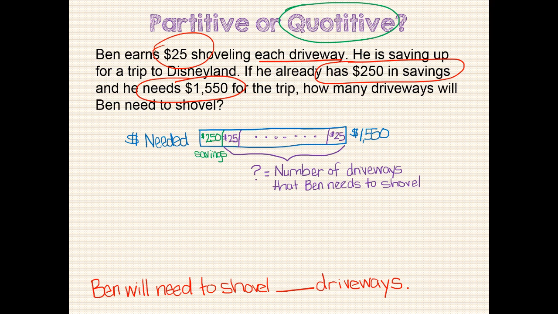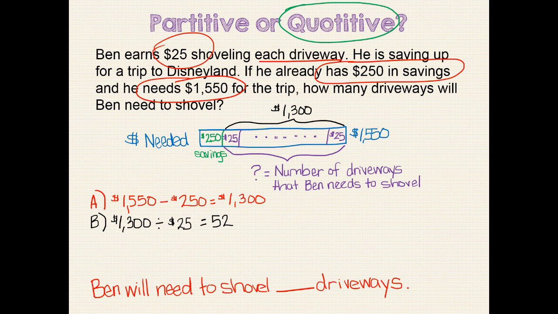First, we should subtract $250 from $1,550 to find out what amount Ben needs to earn by shoveling driveways. 1,550 minus 250 equals 1,300. Let's make another bracket and put that $1,300 here. Next, we need to find out how many $25 will go into $1,300. So $1,300 divided by $25 equals 52. Ben will need to shovel 52 driveways.